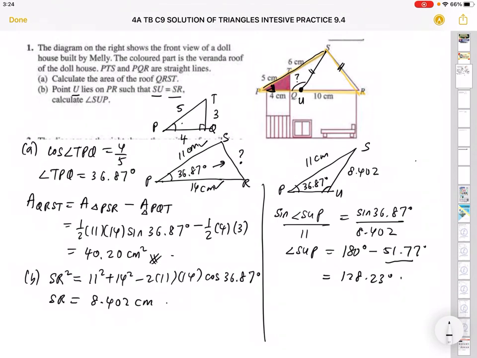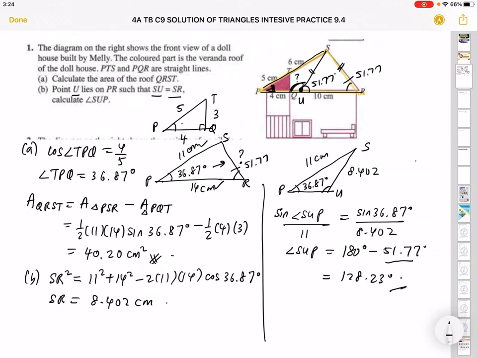Now, do you know why we take 128.23 instead of 51.77? Because when you use this triangle, this is actually 51.77. Since these two sides are equal in length, this is also 51.77, and the angle next to it is on a straight line. We just take 180 minus to get the obtuse angle, right?